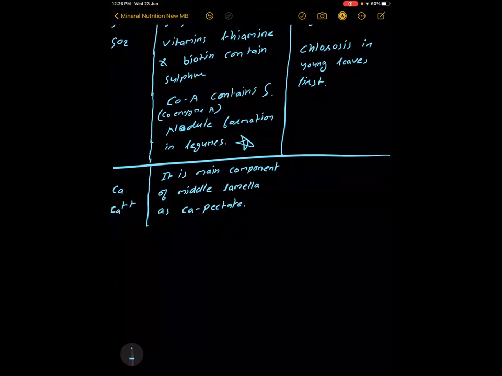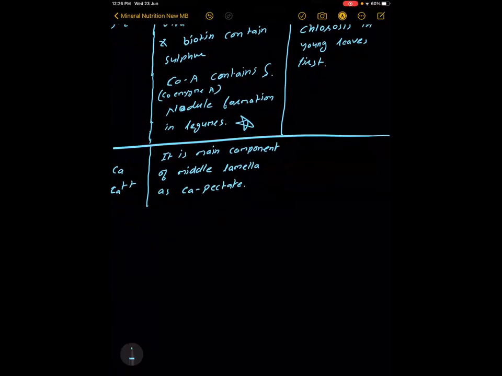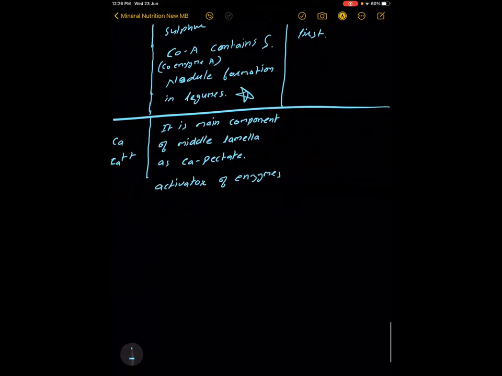Okay, first, it is the main component of calcium pectate in middle lamella. Second, it is an activator of different enzymes. In presence of calcium, many enzymes are activated. Third, in presence of calcium, spindle apparatus is formed.